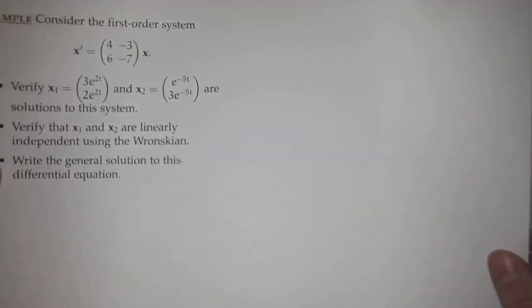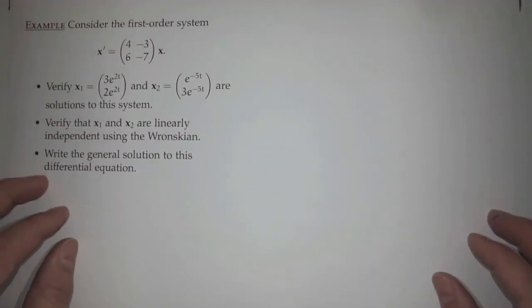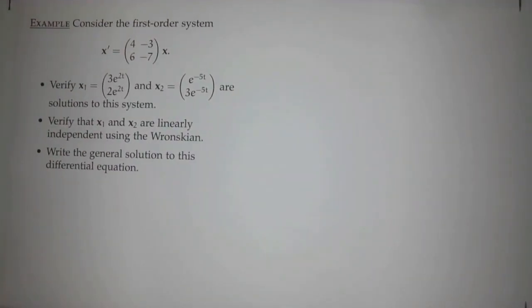Okay, now the next thing I want to talk about, well, let's just jump into our example, and then we'll get to that next part in a few minutes. So consider the first order system. X prime equals, and there's a matrix here, 4 minus 3, 6 minus 7 times x.